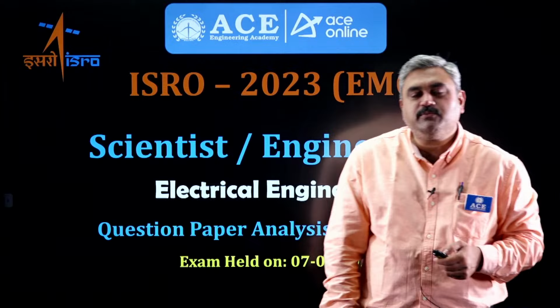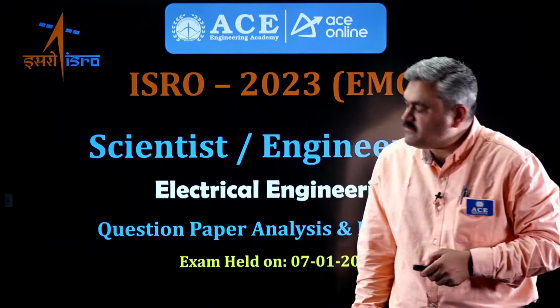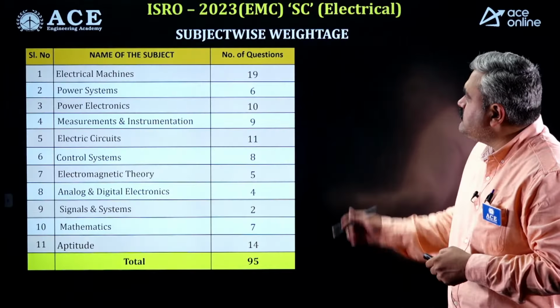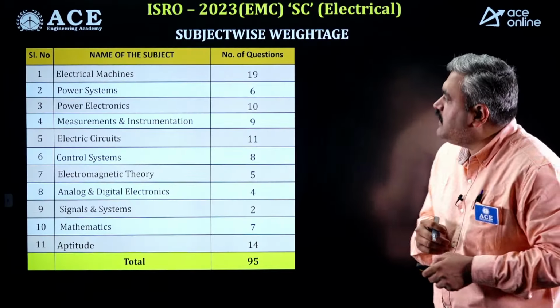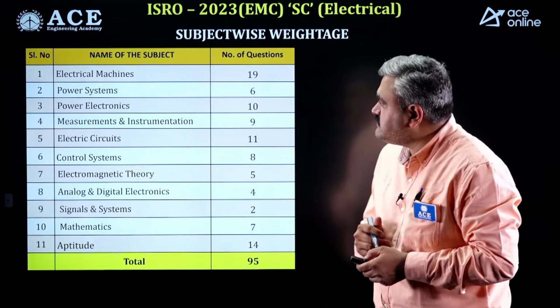So let us discuss today the questions that were given in the ISRO paper, electrical engineering branch. First let us see the weightage. This is the weightage in each subject. Electrical machines, 19 questions came. So this takes the highest number of questions.